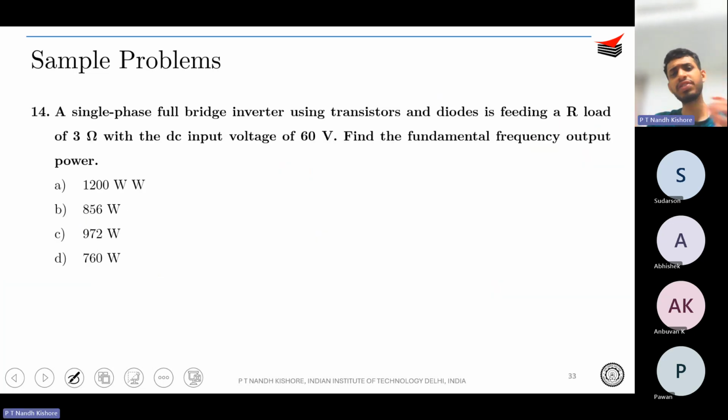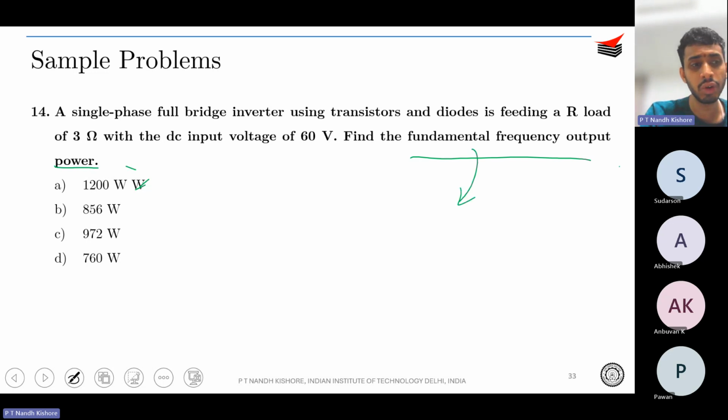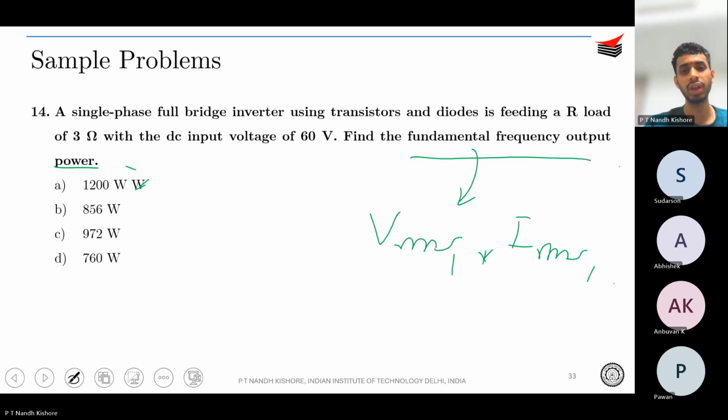A single phase full bridge inverter using transistors and diodes is feeding an R load of 3 ohm and the DC input voltage of 60 volt. Find the fundamental frequency output power. See, read the question properly. Fundamental frequency output power. It's not just the average output power. It's the fundamental frequency. So you need to find out your V RMS fundamental into I RMS fundamental. Okay, for a single phase full bridge.